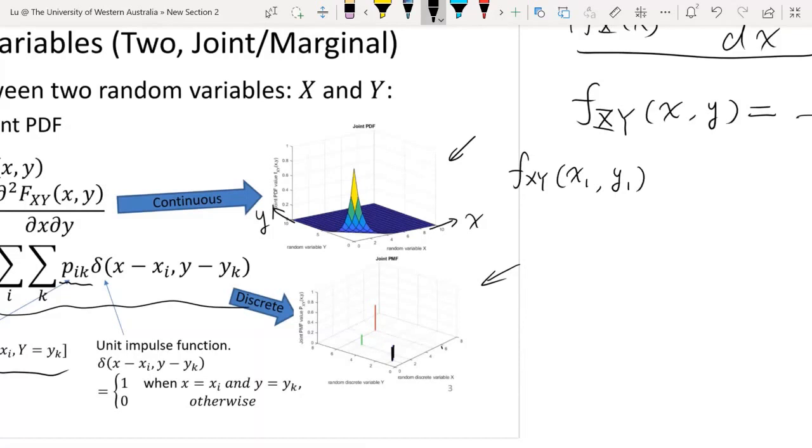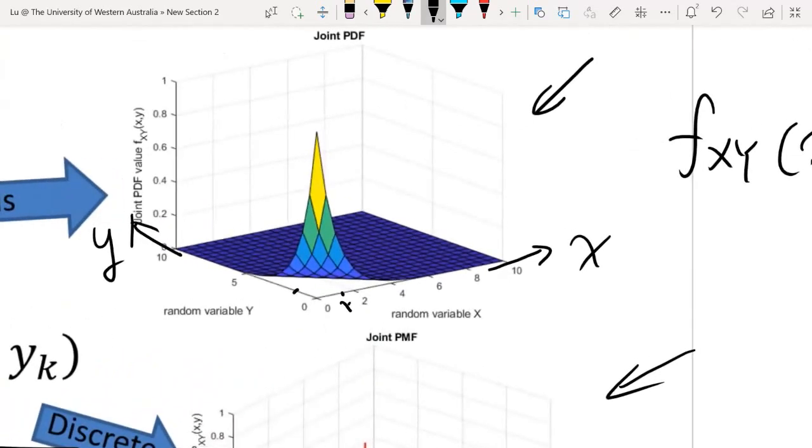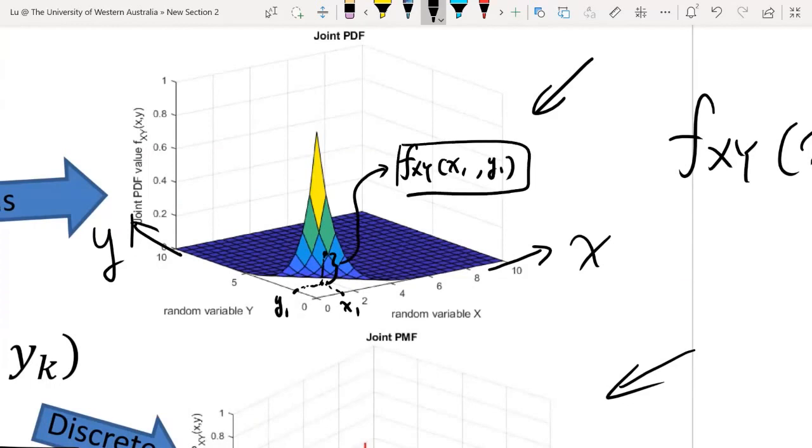Okay, for example, we say x1 here, y1 here. These two values define a node here, and at this node we go up. We find this is just the height of f_XY(x1, y1). Can we say this joint PDF indicates the probability that x equals x1 and y equals y1? Is this true? The answer is no.